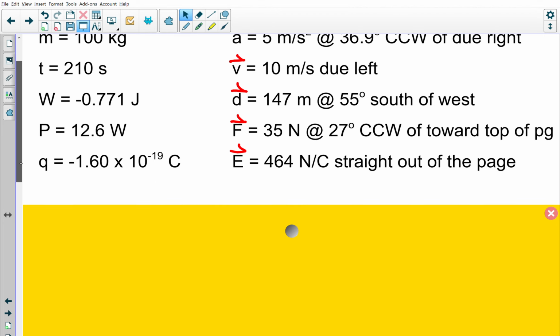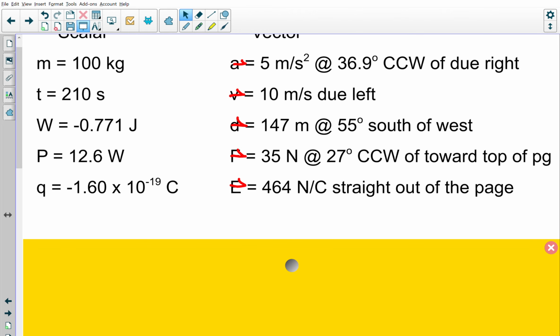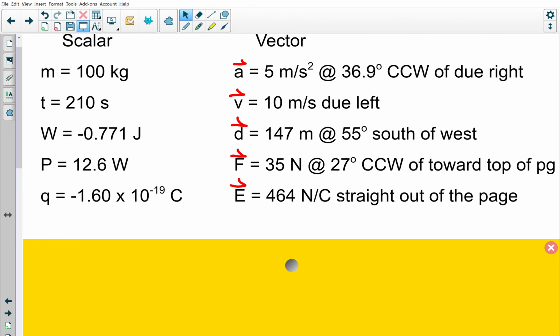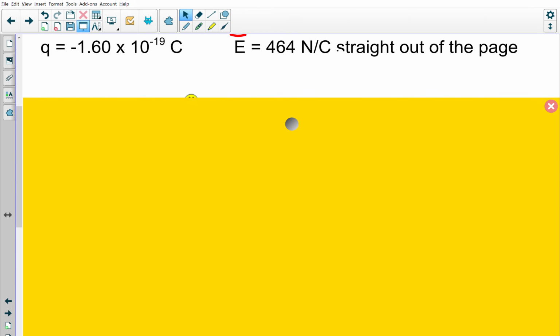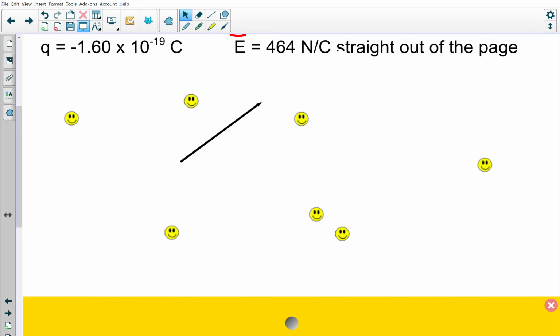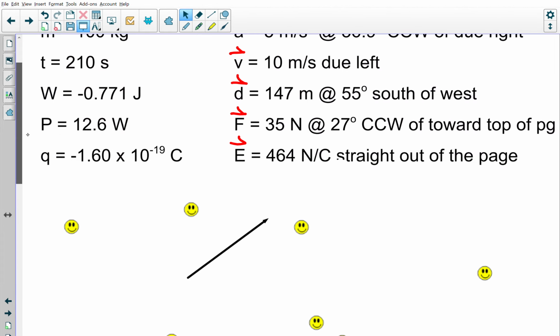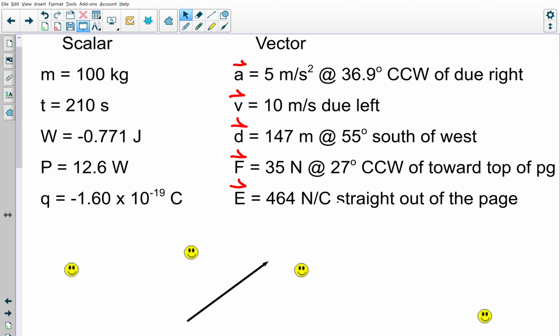So let's do a little more vector talk down here. We're going to lean on that acceleration of 5 meters per second squared at 36.9 degrees counterclockwise of due right for a little while. In fact, I sketched that out down here. Oh, here it is. And you may say, well, wait a minute. What are all those happy faces there for? Let's just clarify. This arrow does a very nice job of representing this acceleration.